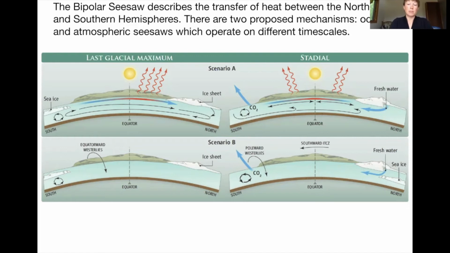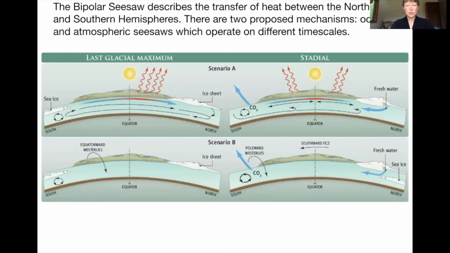So here, the same time periods. What we see is that during the last glacial maximum, there's a big ice sheet in Greenland. There's a lot of sea ice around Antarctica. And the westerly winds, which we saw early on, those wind belts are shifted a little bit toward the equator. All right, so that's what that means, equatorward westerlies. So the wind belts are shifted a little bit to the north in the southern hemisphere.